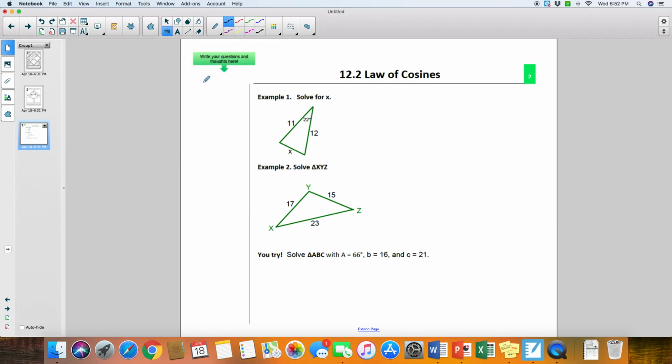So first we're going to start by writing down what the formulas are. There are three formulas for law of cosines. You have one for each variable angle. So we're going to start with the one that has angle A in it. The formula would be A squared equals B squared plus C squared minus 2 times B times C times the cosine of angle A.